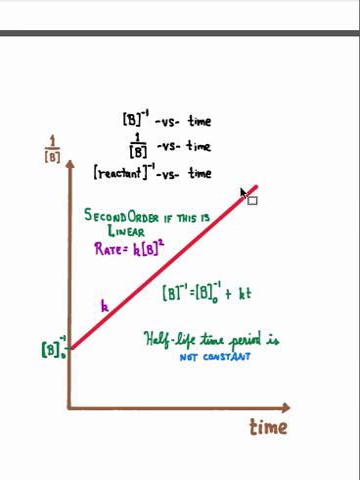The equation describing the straight line is the reciprocal of B equals the reciprocal of B naught plus kt. t is the time. And so you might recognize that as y equals mx plus b. Coincidence, that's a b. That's the intercept of the straight line. The rate law says if this is true, the rate equals little k constant times B squared.